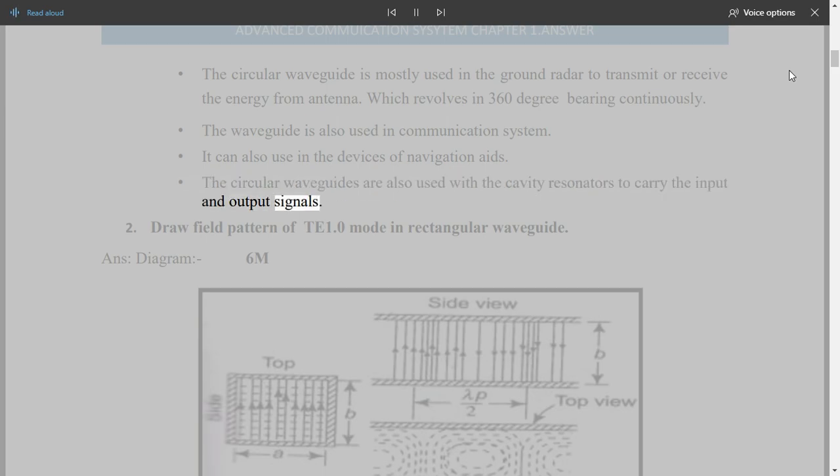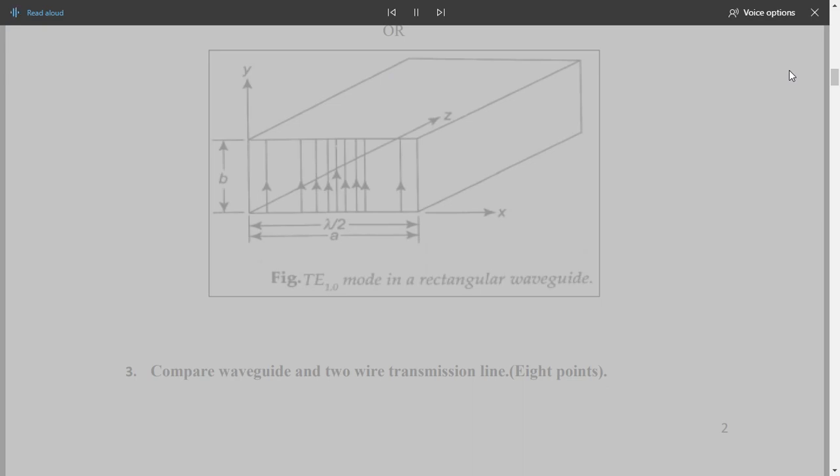2. Draw field pattern of TE10 mode in rectangular waveguide. Answer, diagram 6M. Or, 3. Compare waveguide and 2-wire transmission line, 8 points.